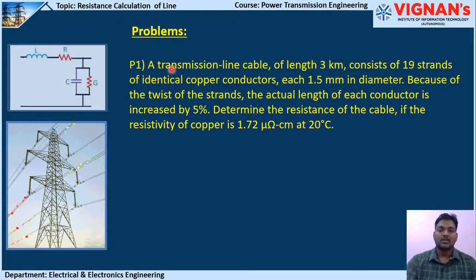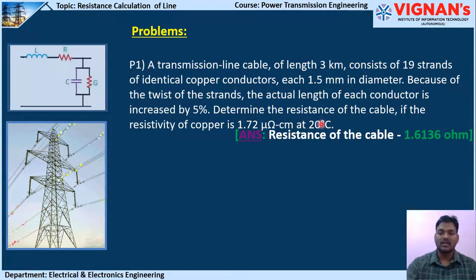Carefully read the problem. There is a transmission line whose length is 3 kilometers. It is having 19 strands of identical copper conductors. All the strands' areas are identical. Each is having a diameter of 1.5 mm. Because of the twists of the strands, the actual length of each conductor is increased by 5%. You have to determine the resistance of the cable if the resistivity of the copper is so and so at a given temperature. So read this problem carefully and determine this answer. You should get the resistance of this cable.